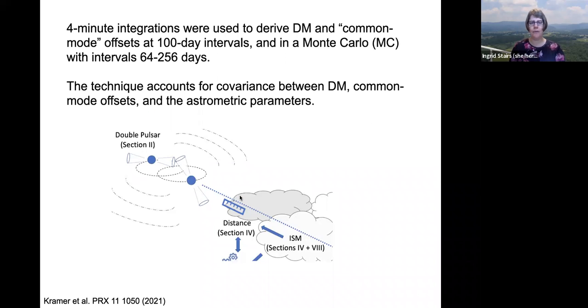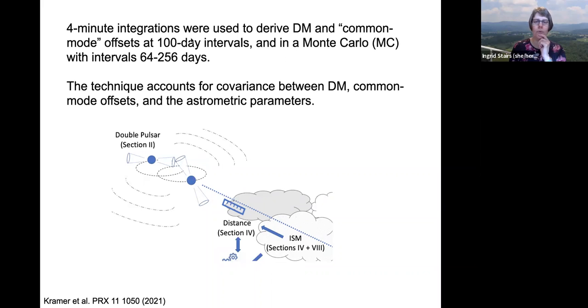So we did things a little bit differently for the fitting. Instead of fitting everything all together, we first, and this was Dick Manchester's work, binned all of the data down to 4-minute integrations, which gave the best signal at Parkes anyway. And this was used to derive dispersion measure and also any common mode offsets, not following a frequency-squared law, but frequency independent offsets at 100-day intervals. This can happen because of jitter in the pulsar, for example.